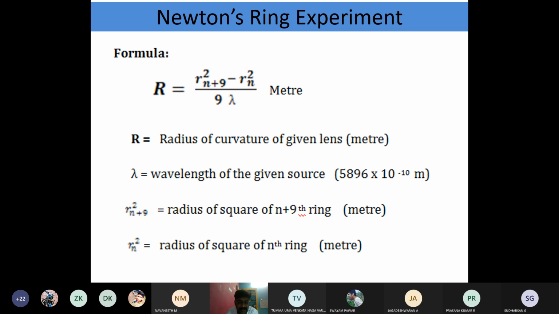The only difficulty the students will face in the laboratory is the focusing. They have to do this experiment properly in order to obtain the interference pattern and get the circular rings. Once the circular rings are viewed by the student, the experiment becomes very easy for them. So this is the procedure. The formula is R equal to r square n plus 9 minus r square n, divided by 9 lambda. So let's see the experimental procedure.